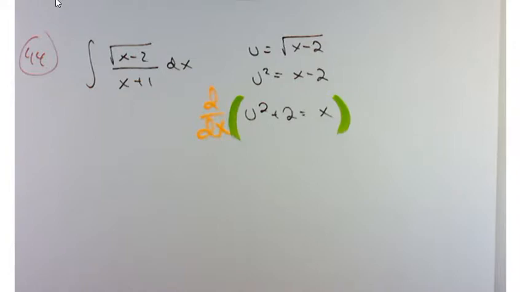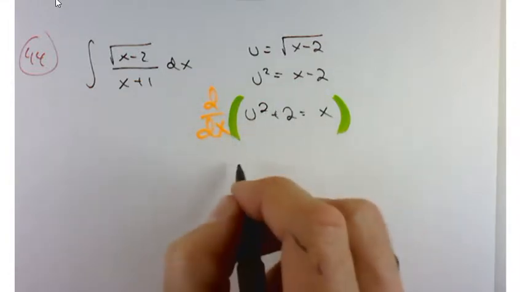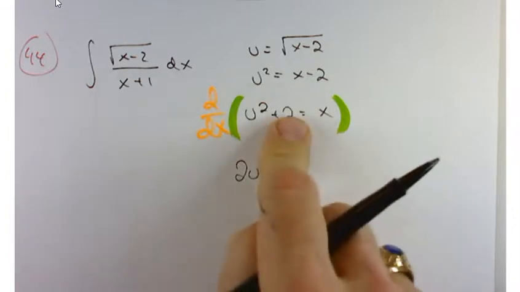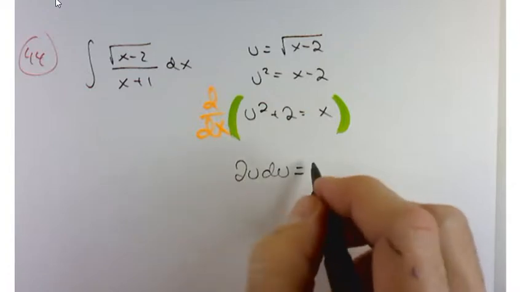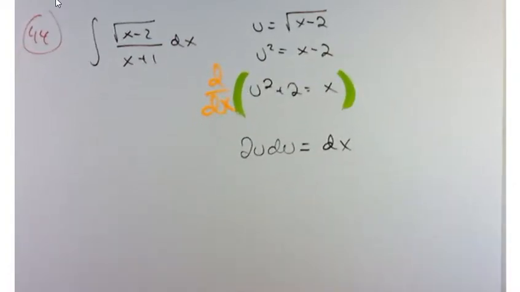And let's see what happens here. Here I'll get 2u du. Derivative of a constant is 0. Here I'll get my dx term. Okay. We've got a lot of stuff here. Let's put it all into our integrand.